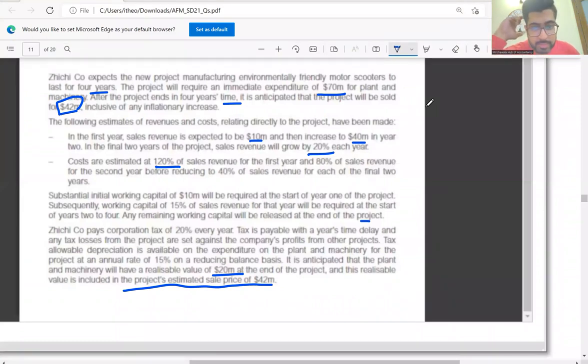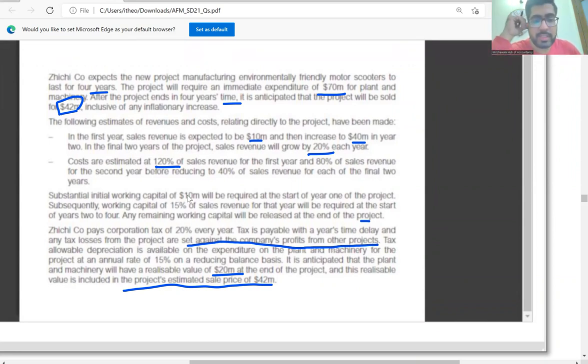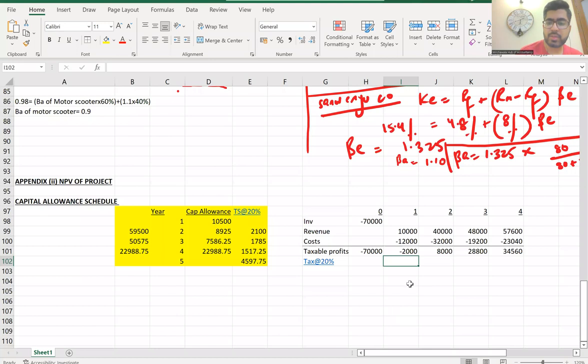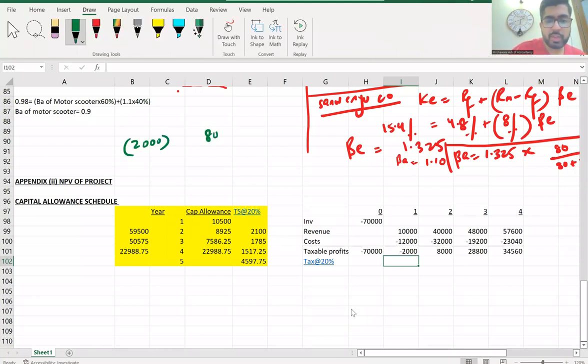The question stated that tax is payable with a 1 year's time delay, and any tax losses from the project are set against the company's profit from other projects. This is not losses carried forward. It's not written that losses are carried forward; they are set off against the company's profits from other projects. If it had been written that losses are carried forward, I would have adjusted this 2000 loss in the first year against future profits of 8000 in the second year. So the adjusted profit of the second year would have been 6000, and then I would have paid 20% tax. But here, losses are not carried forward. They are adjusted against other projects.